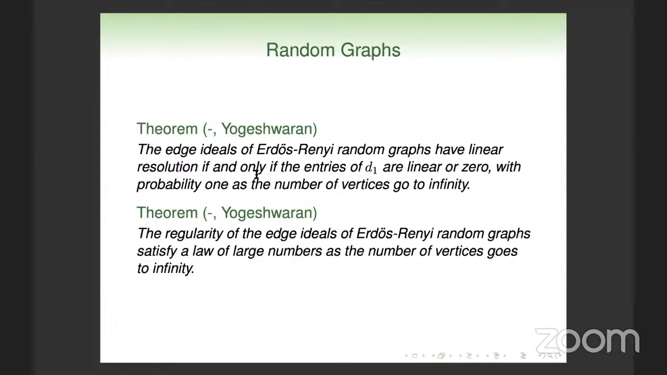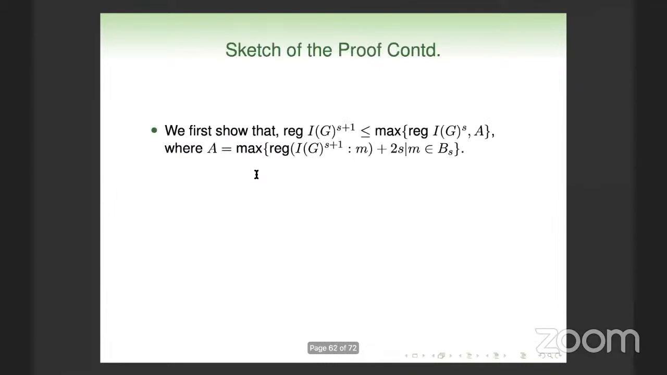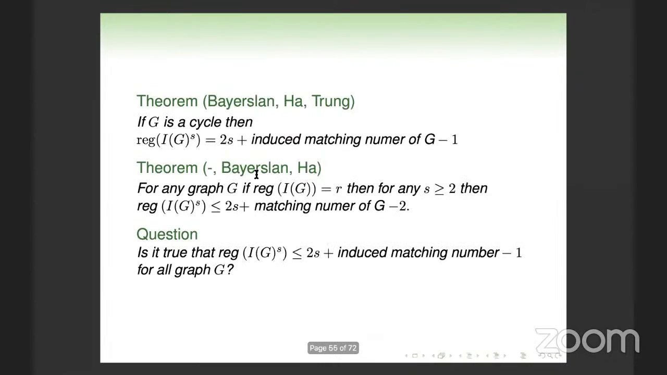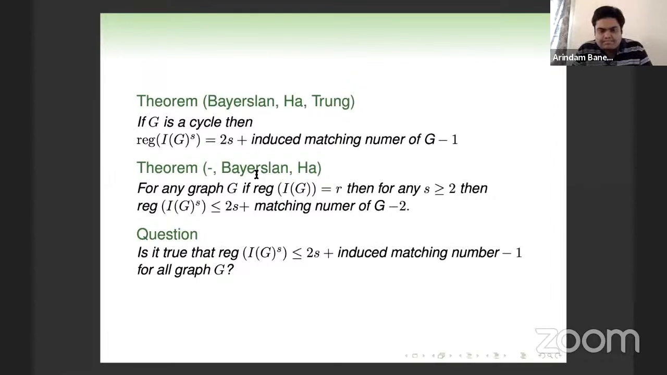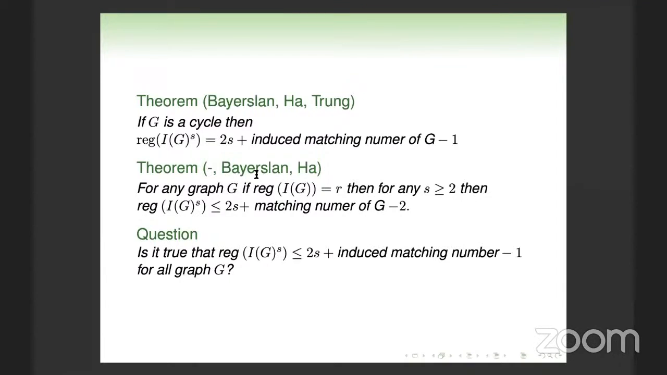Yes, I have one. Before the sketch of the proof, can you go back to the slide? Yes. In the theorem which you proved with Bayes and Ha, what's the role of the regularity of IG? That's actually a good point. I doubt we need it. That's just a redundant statement. Thank you. So, induced matching, you mean the matching number and the induced matching number there? Yes. Oh, okay. So it's minus 1 here. Yes, thank you.